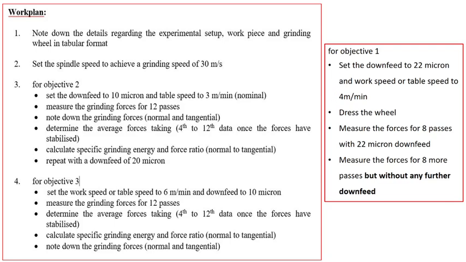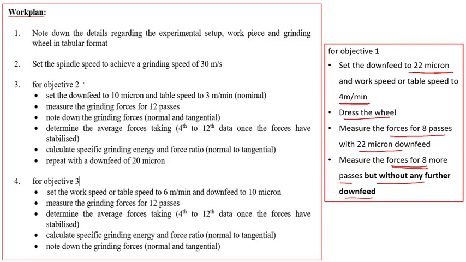So this is the first objective. For the first objective, we will be carrying out the experiment at 22 micron downfeed and at a table speed of 4 meter per minute. The wheel would be dressed. Then 8 passes would be given with 22 micron downfeed. Then 8 more passes would be given, but without any downfeed. Ideally, if there is nothing unground, then you should not be able to register any force. So by force measurement, we will show you that even during this stage, there is some amount of machining going on.